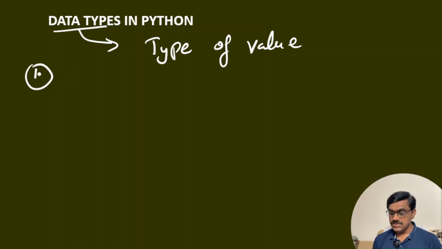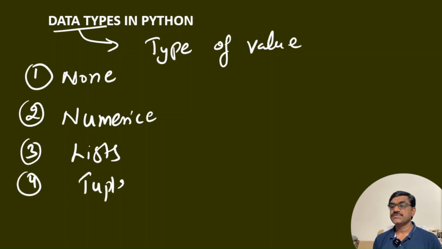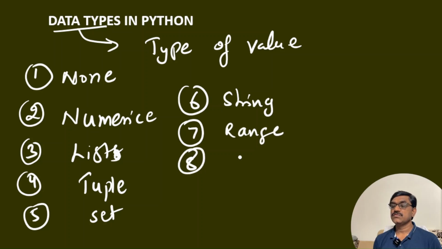Specifically, the data types can be divided into: the first one is none, and the second data type is numeric. The third one is list, and the fourth one is tuple. The fifth one is set, and the sixth one is string. The seventh one is range, and the eighth one we call a dictionary.